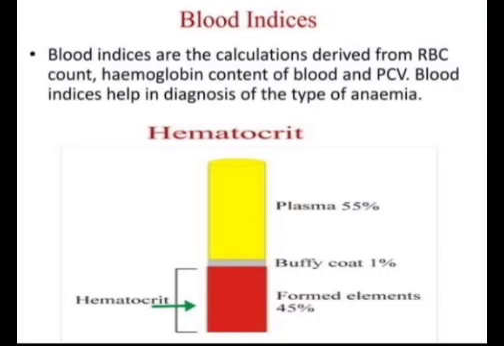So the next thing we want to talk about quickly is blood indices. Red cell indices, or blood indices, are derived from calculations that include the red blood cell count, the hemoglobin content of the blood, and PCV of the blood, that is packed cell volume of the blood.